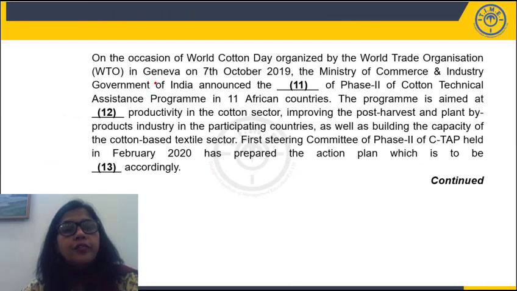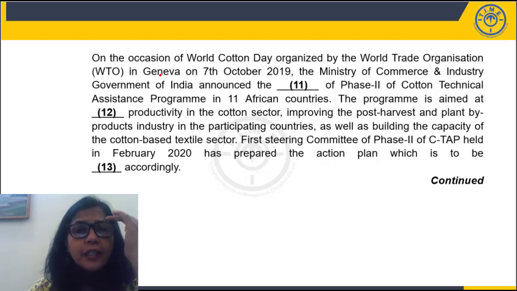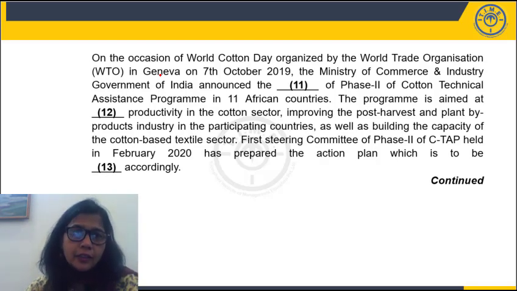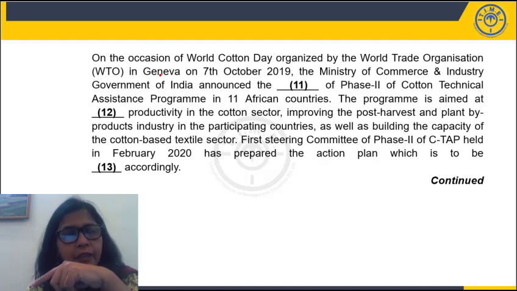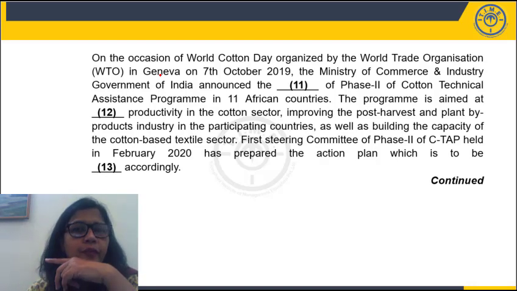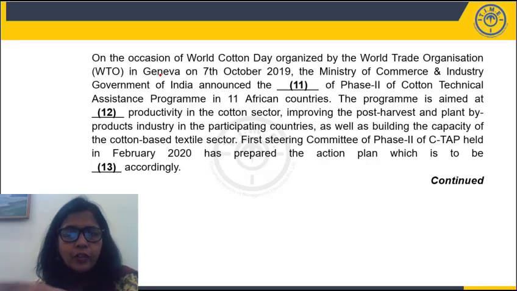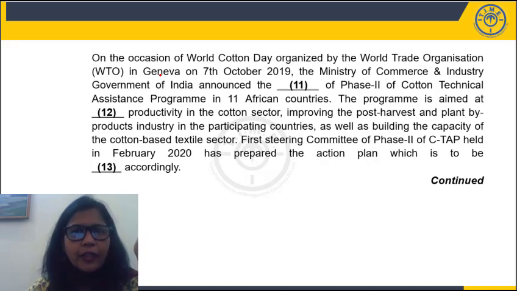On the occasion of World Cotton Day, organized by the World Trade. So I'll read first with the blanks, right? We will not be filling in blanks. So as you read, sometimes what will happen is that you will get a word in your mind such that the sentence becomes logical. Then for an answer, you can look for a similar word in one of the options, right? So it's like getting a mirror image of the answer in your mind as you read along.